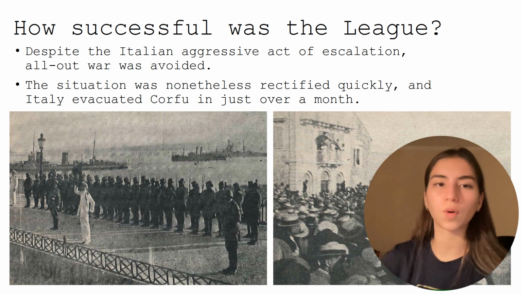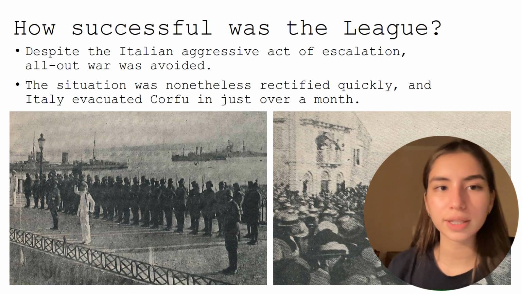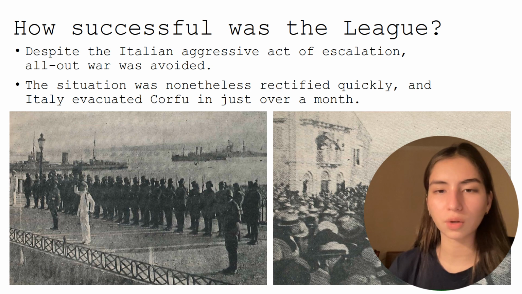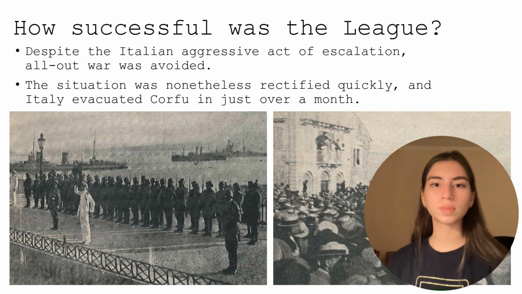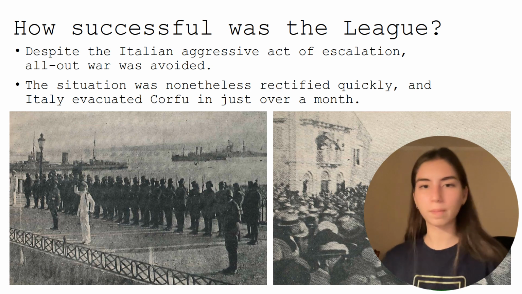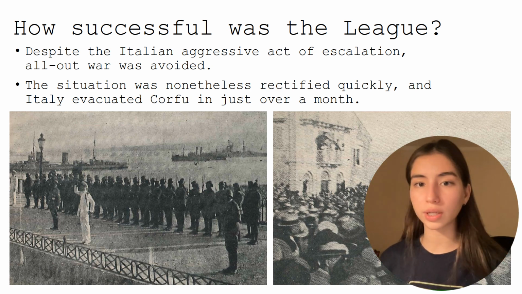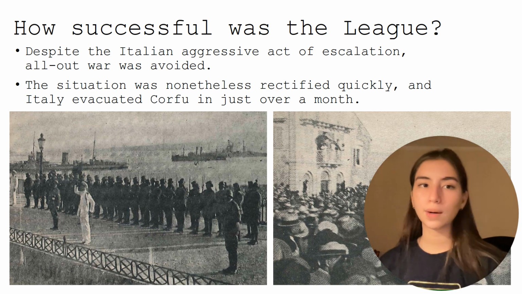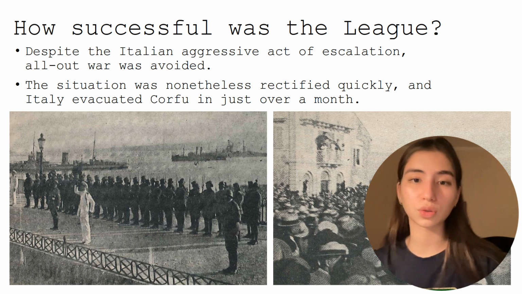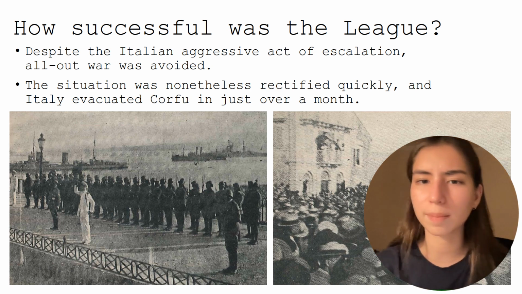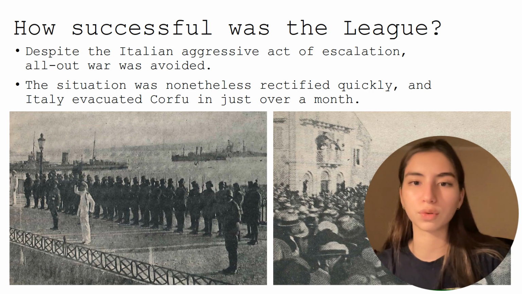So how successful was the League? Despite the Italian aggressive act of escalation, an all-out war was avoided. And this is important. The League's ultimate goal was preventing another world war from breaking out. The big picture goal is that. So an all-out war was avoided. However, the situation was also resolved pretty quickly. In only about a month and a half, Italy leaves Corfu.